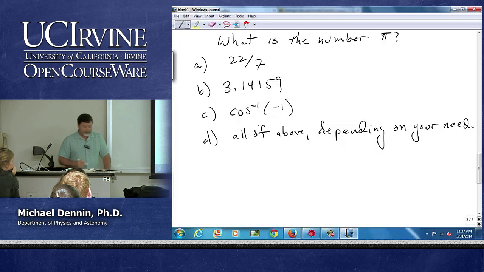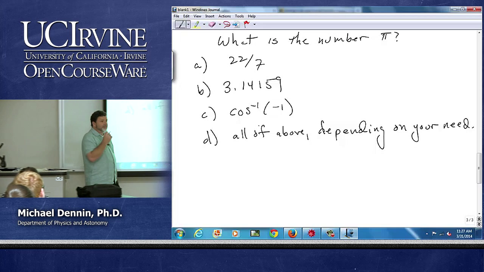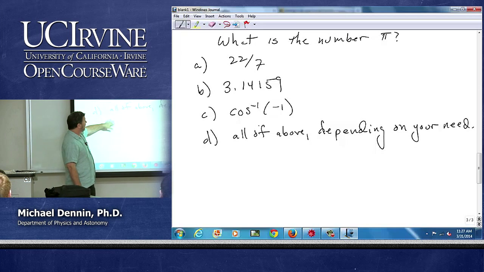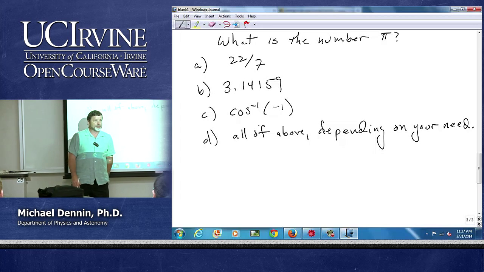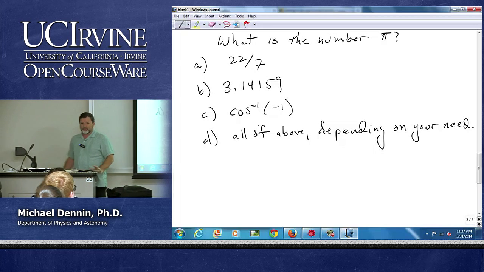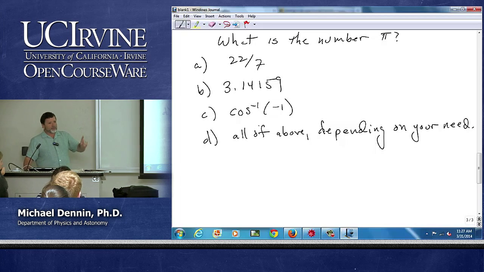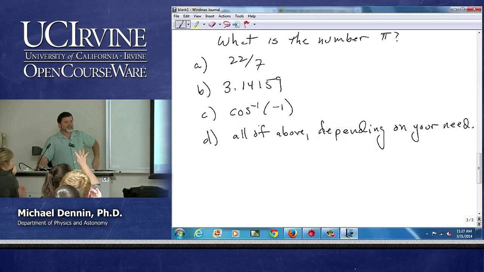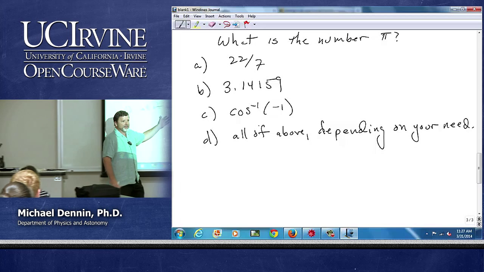So the question is, what is the number pi? A, 22/7; B, 3.14159; C, cosine inverse of -1; D, all of the above depending on your need. So we'll have you vote by carefully showing how many fingers you think is right, so 1 is A, 2 is B, 3 is C, D is 4. Hold up a number of fingers. Excellent, you're all very intelligent students. Clearly it must be the last one or I wouldn't have put it up here.